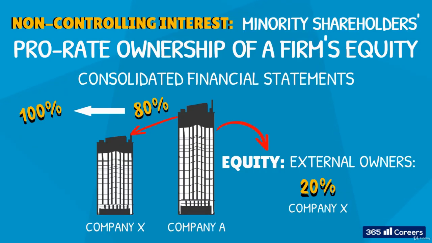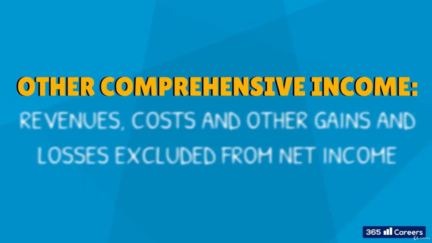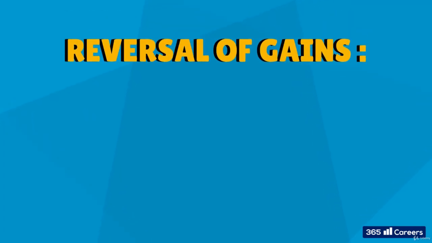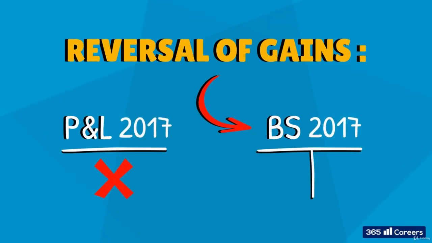Okay, great. The last equity line we haven't discussed is other comprehensive income. It contains revenues, costs, and other gains and losses that are excluded from net income according to US GAAP or IFRS. Examples of items that will go here are reversal gains deriving from the reevaluation of brands or other assets. We can't show them as this year's profit in the income statement, but they still have to go to equity for the balance sheet to balance, right? That's why they're included in other comprehensive income.